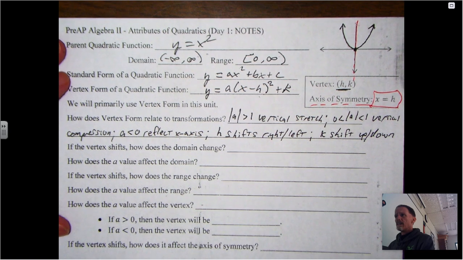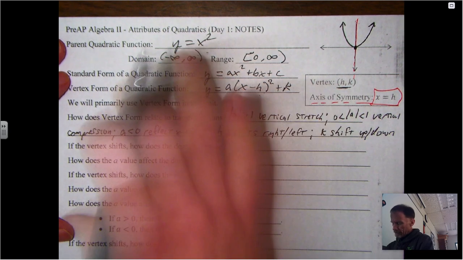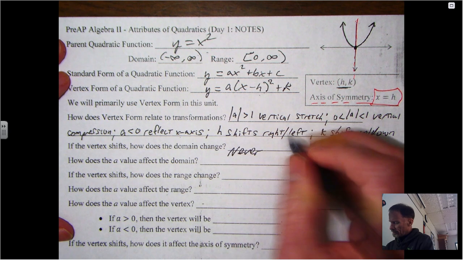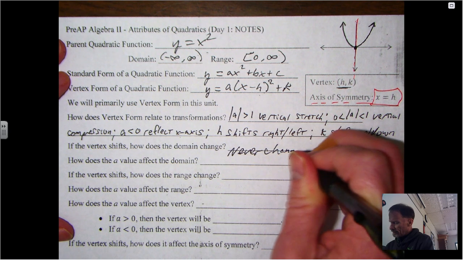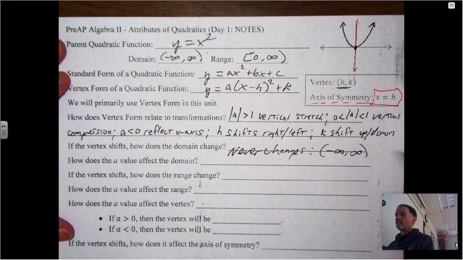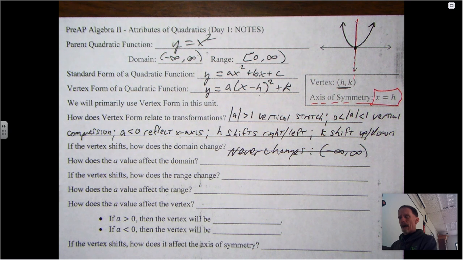Good news here on the domain, folks: for right now, the domain is never going to change. It's always going to be negative infinity to infinity. When we get into some application problems in the next chapter, we will restrict the domain just to make it make sense logic-wise. But for right now, the domain of any quadratic is all real numbers, negative infinity to infinity.